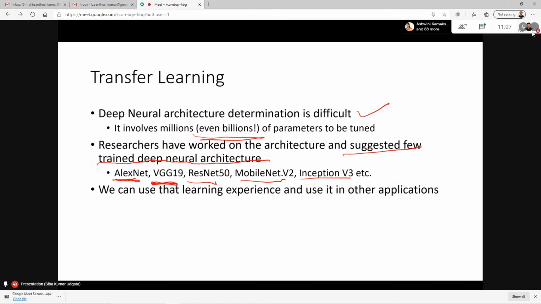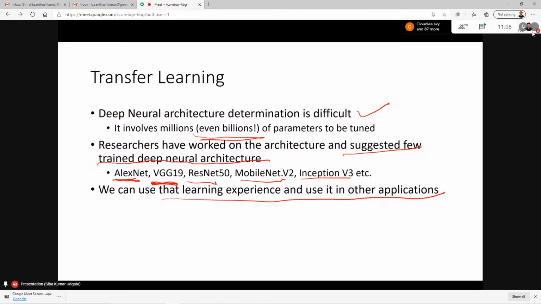You go to Python or you go to MATLAB, etc. Use your data set with AlexNet, with VGG19, with ResNet 50, etc. and find out which works better for you. So if that is the case, then you learn quickly. So transfer learning in that case is somebody else's learning: I take it out, transfer it to my application and start learning. You can use that learning experience in another application. And this is very important to start quickly.